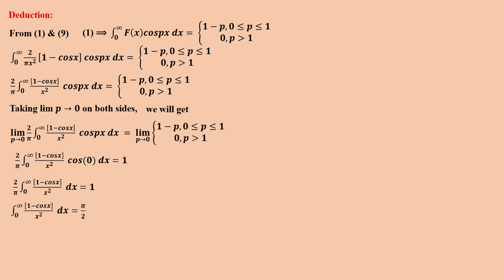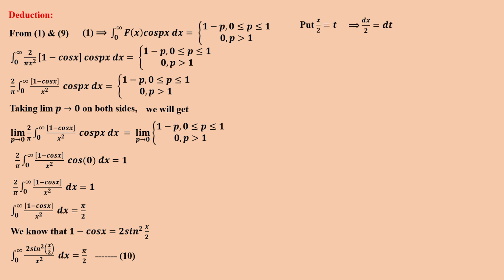Therefore the integral 0 to infinity of (1 minus cos x) by x square dx is equal to, taking that 2 divided by pi from the left hand side to the right hand side, pi by 2. We know 1 minus cos x is equal to 2 sine square x by 2, a trigonometric formula. Using this idea, the integral 0 to infinity of 2 sine square x by 2 by x square dx is equal to pi by 2. That is equation number 10. So put x by 2 is equal to t. So dx by 2 is equal to dt, dx is equal to 2 dt. There is no change in the limit.